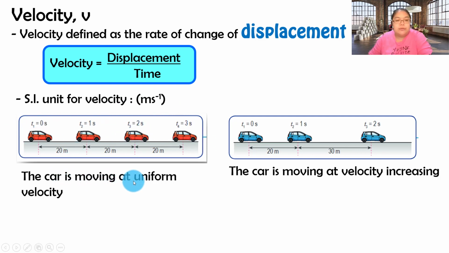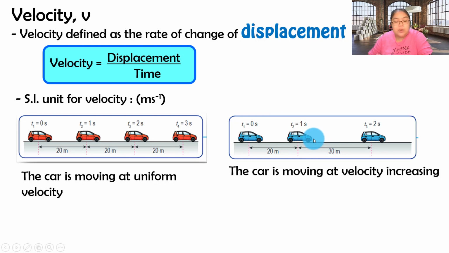Okay, the car is moving at a uniform velocity. How do I know it's uniform? You see every time the distance is 20 meter, and every time the time taken difference is 1 second. So this one we call constant velocity. Okay, you see this part.